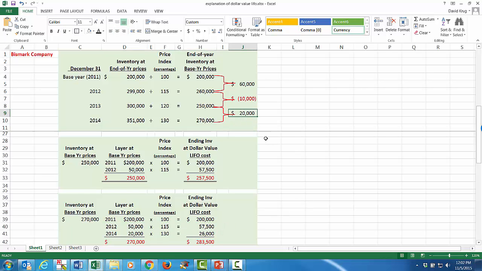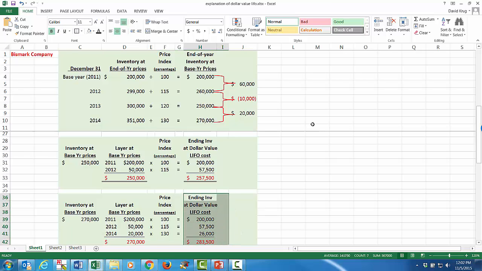But now we have $20,000. We're going to create a new layer. Well, that occurred in 2014. That $20,000 is going to be shown right there, and we're going to take it times the price index for 2014 of 130%. We only take that 130% times that layer of quantity change that we isolated up here, and we get 26,000. 20,000 times 130% is 26,000. If we add those up, our total inventory at dollar value LIFO cost will be 283,000. Okay, you following me?